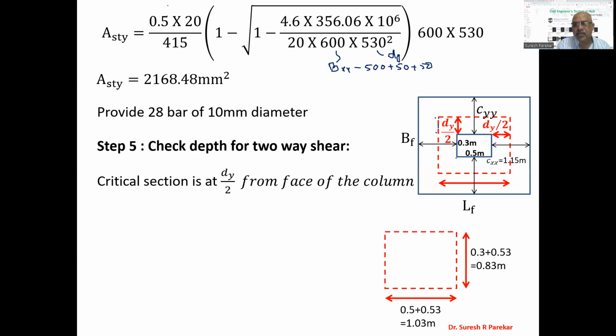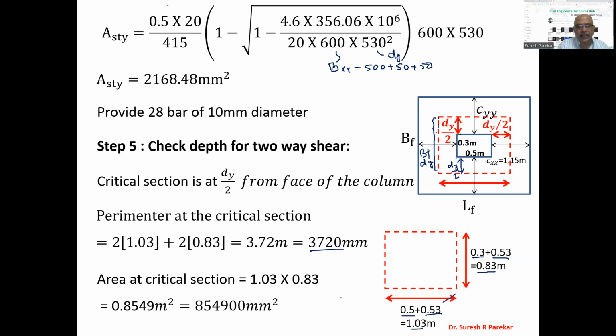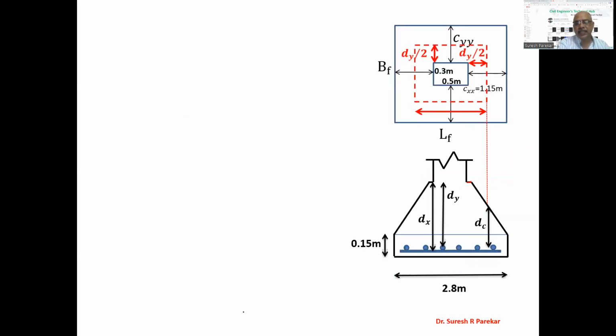And if we go to the dimensions, you can see we have this as b plus dy. Effective depth dy by 2 on this side, and also we have on this side. So it becomes total dy. So it is total b plus dy. So b plus dy, that is 0.83, and d plus dy 1.03. So this is our critical section. So perimeter of critical section, we have 2 into 1.03. So we have calculated perimeter of this rectangular section, and we will get it as 3720 millimeters. Area 1.03 into 0.83 comes 854,900 millimeter square. Then you can see the elevation of this, or front elevation I can say better.